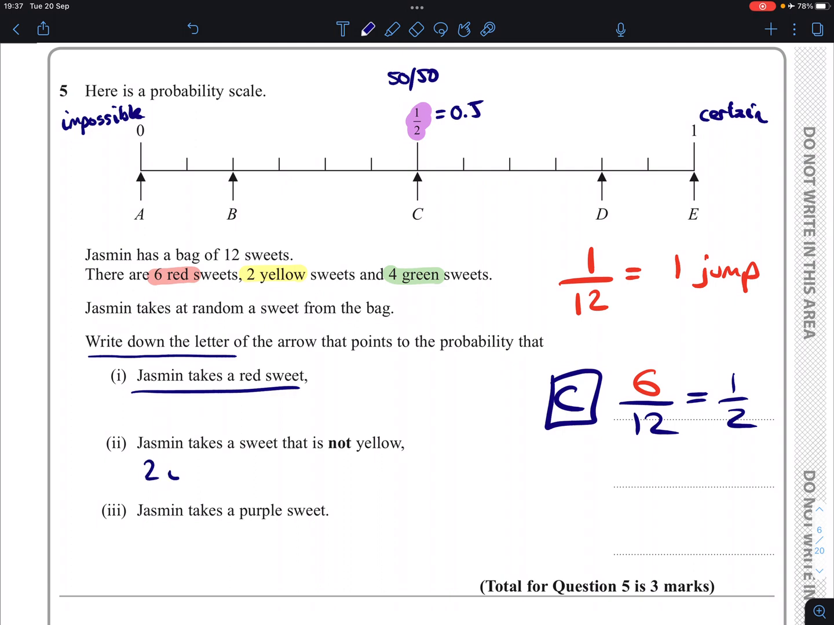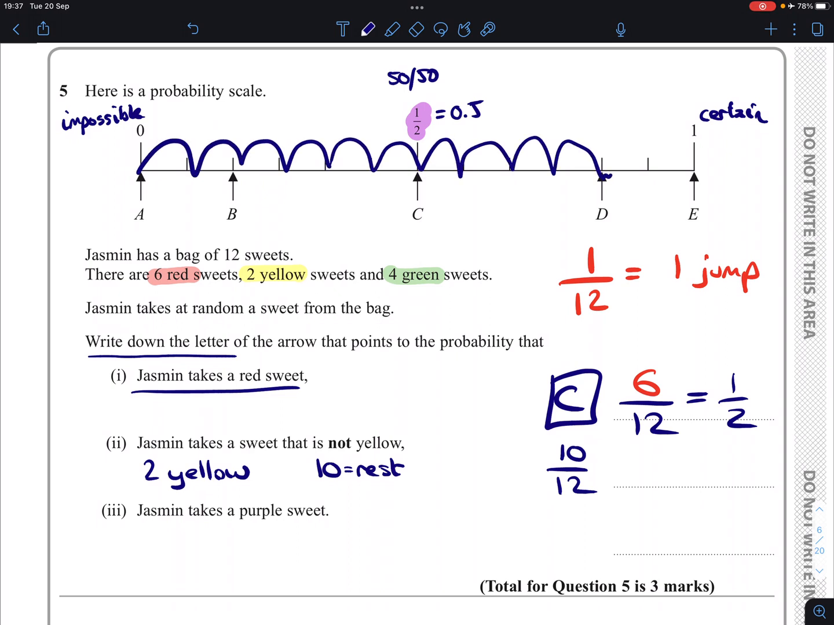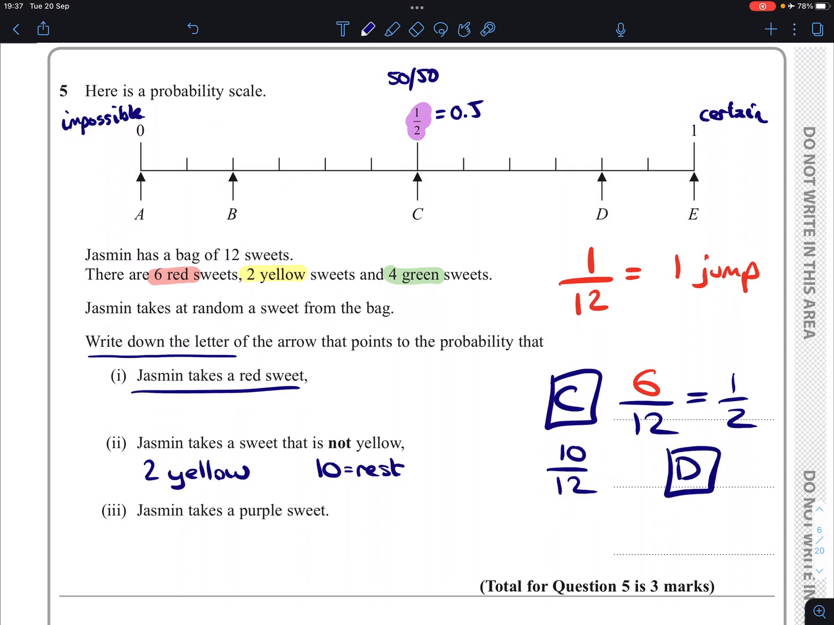Well, there are 2 yellow suites. So if it's not yellow, then that means it's going to be the rest, which gives us 10 for the rest. Our fraction would then be 10 out of 12, which, again, we can count jumps. 1, 2, 3, 4, 5, 6, 7, 8, 9, 10, giving us D as our answer. I could also simplify this to being 5/6, but it doesn't really matter. I've already identified the letter that it needs to be, so I'm just going to write down D.